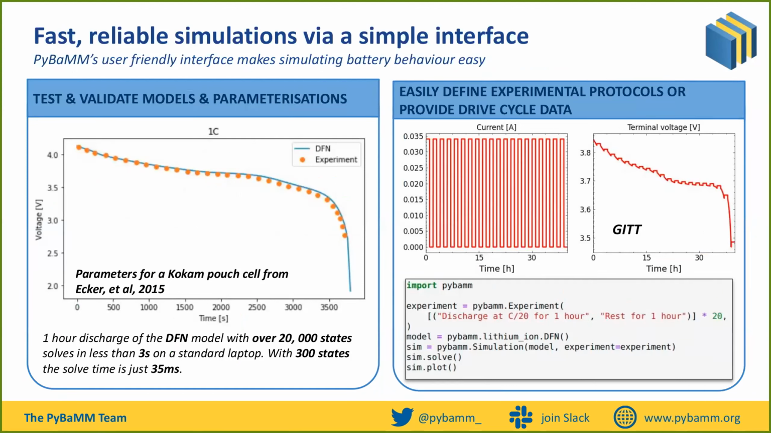So as I said, you package up all of these battery models to enable people to run fast and reliable simulations via an easy to use interface. I've already spoken about defining experimental protocols. Here we've got an example of GITT, or providing drive cycle data. Or you might do things like test out different parameterizations, or parameterize a particular model against some experimental data you might have. This example on the left is from the paper by Ecker from 2015. And to give you a ballpark figure of times, solving something like DFN is a couple of seconds on a normal laptop. And if you have a coarser discretization of that, you can reduce that solve time to order of milliseconds. So these are reasonably fast simulations of relatively complex battery models.